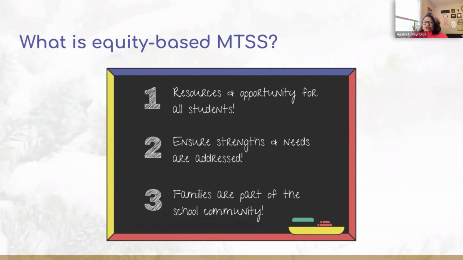Equity-based MTSS ensures that all students have equitable access to resources and opportunities. The school environment supports all students by recognizing the strengths and needs of individual students and ensuring those strengths and needs are being addressed. Families are acknowledged as a part of the school community and have a sense of belonging in their school. MTSS is an organizing framework that uses specific data sources to inform decisions that are coordinating diverse academic, behavioral, and social resources to meet the needs of each student.